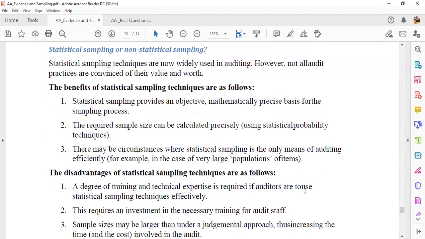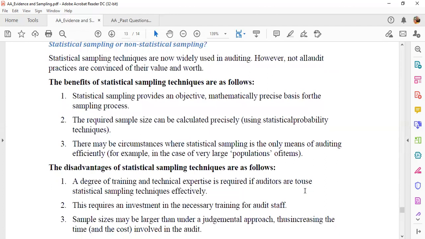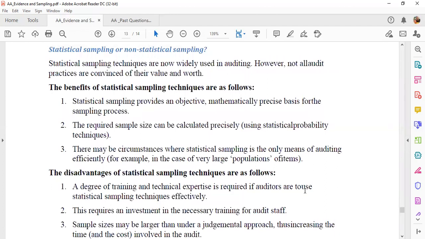Now let's talk about statistical and non-statistical sampling, and the benefit and the disadvantage of each. Statistical sampling is widely used. And when we say statistical sampling, what are we talking about? We use probability theory, where each item in the population has an equal chance of being selected.